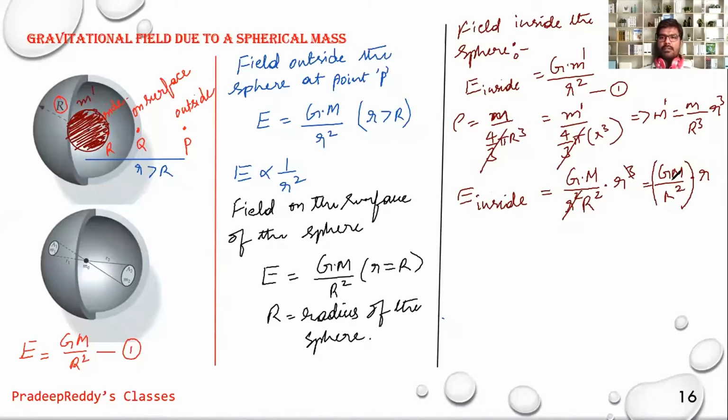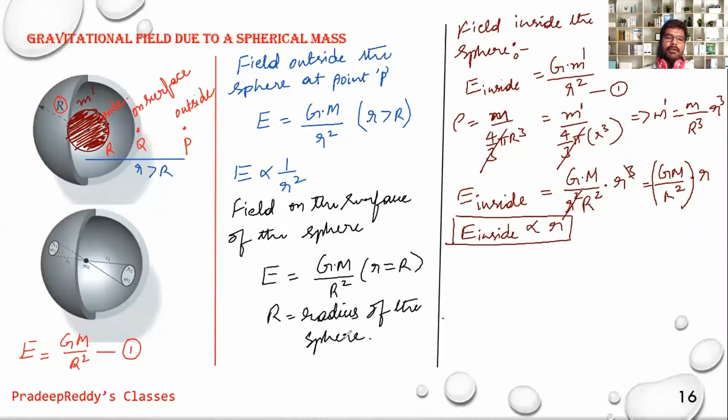This is a constant value. G is a gravitational constant. M is mass of the object. R is radius of the object, radius of the whole sphere. This total parameter is constant. So I can write E inside is directly proportional to r.